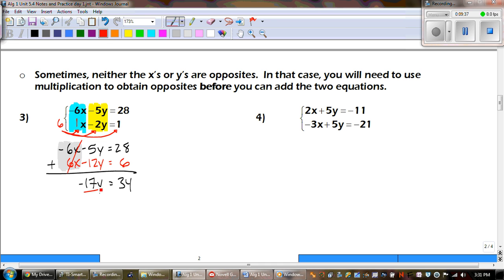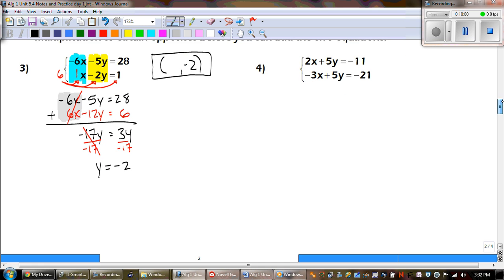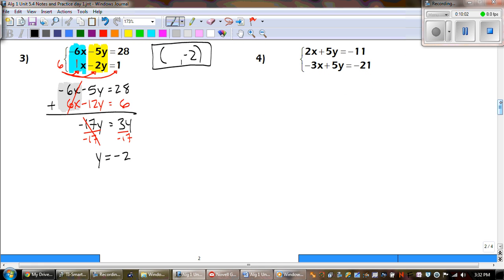Is the y by itself? Nope. So I have to divide both sides by -17. And what does y equal? Yeah, y equals -2. Now, if it helps you to draw the ordered pair to make sure that you get both numbers, that's fine. I'm not done yet because I don't know what x equals.